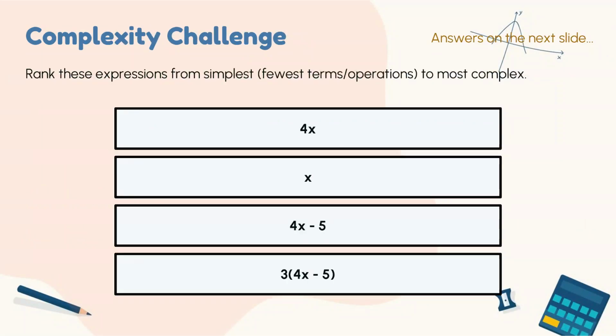Now let's try a complexity challenge. Rank these expressions from simplest to most complex. The expressions are 4x, x, 4x - 5, and 3(4x - 5). Pause the video and think about which expression has the fewest terms and operations and which has the most.